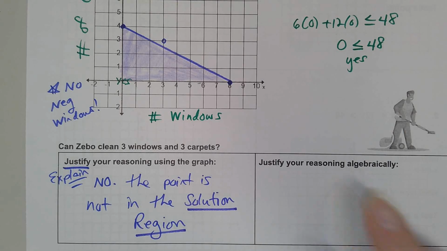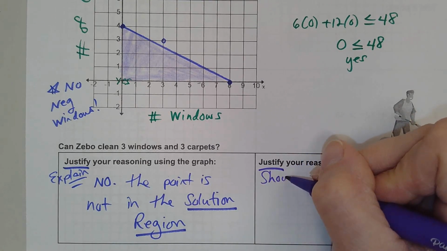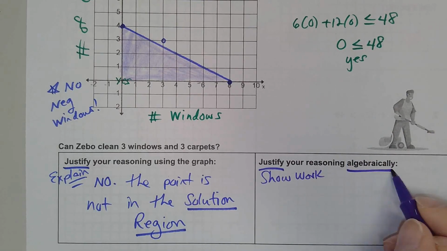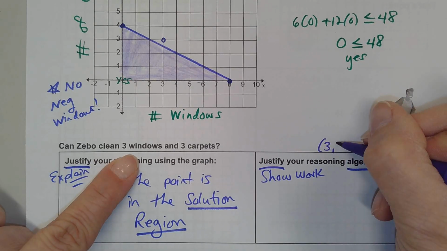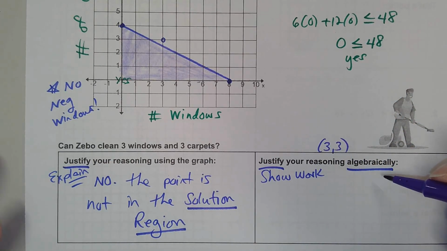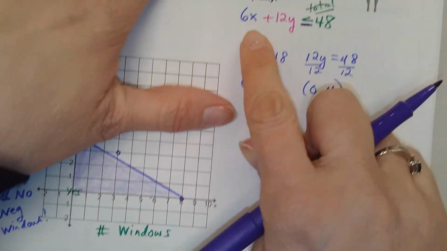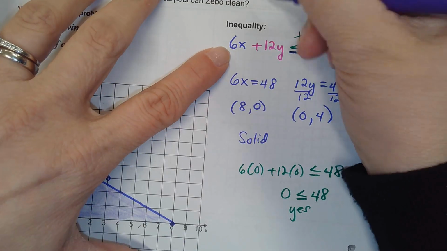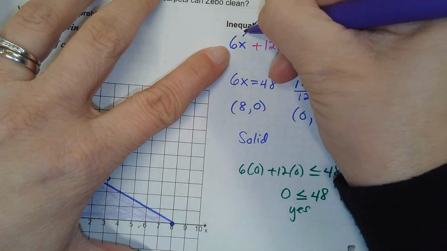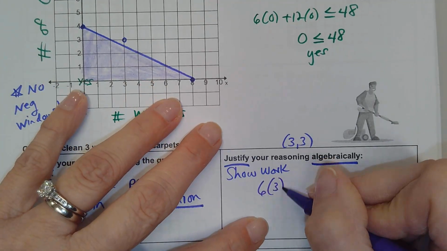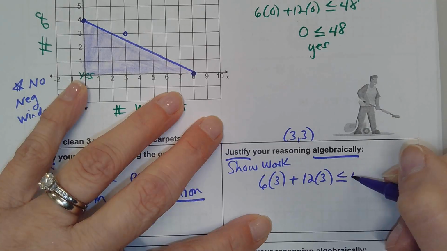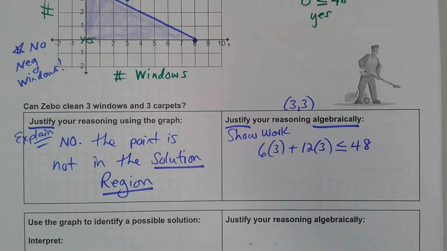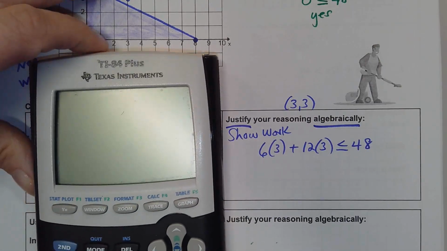Now, let's justify. Let's show work. But now they want to see algebra work. So they want me to check the point 3, 3 with algebra. And so what we're going to do is put the numbers into the inequality. I'm checking 3, 3. Let's do that. 6 times 3 plus 12 times 3. Is that less than or equal to 48? Let's check with our calculator.